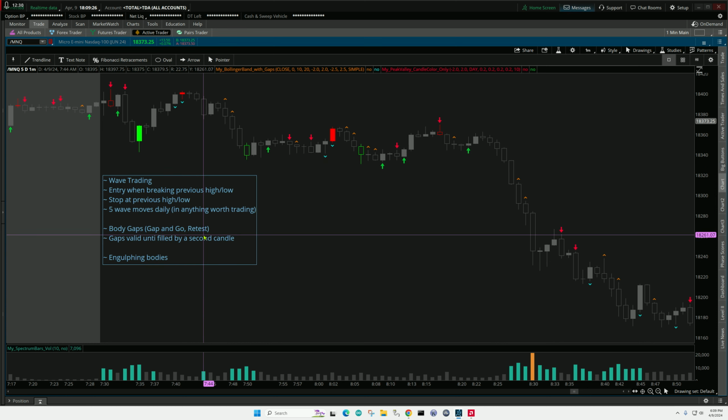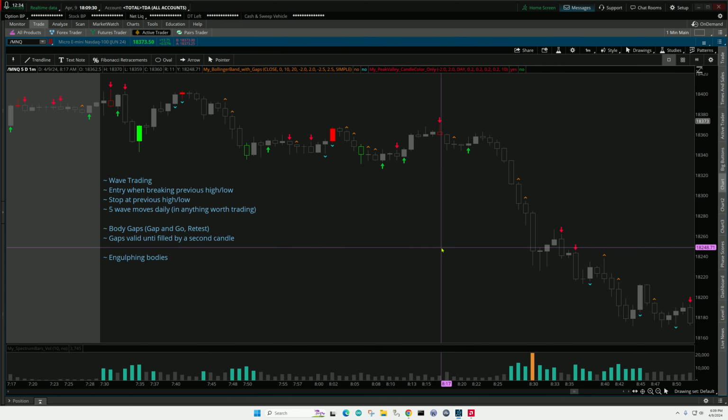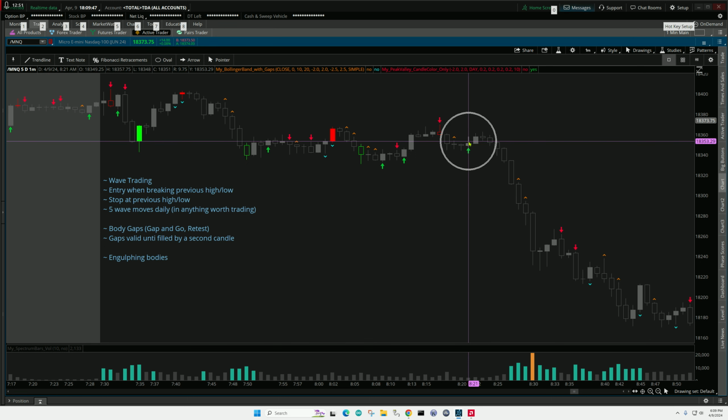So the gaps remain valid until filled by a second candle. This gap right here between these two bodies is valid. Yes, this wick fills the gap, but it has to be filled by a secondary candle. Well, that gap doesn't get filled either until this candle. It definitely gets filled on this candle. So that gap right there is no longer valid.